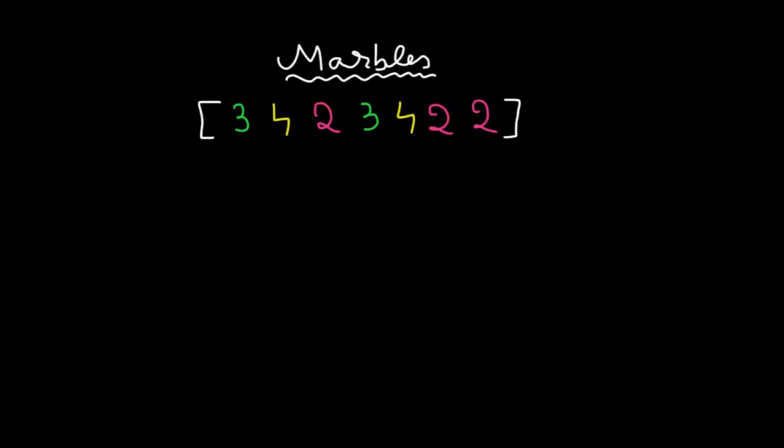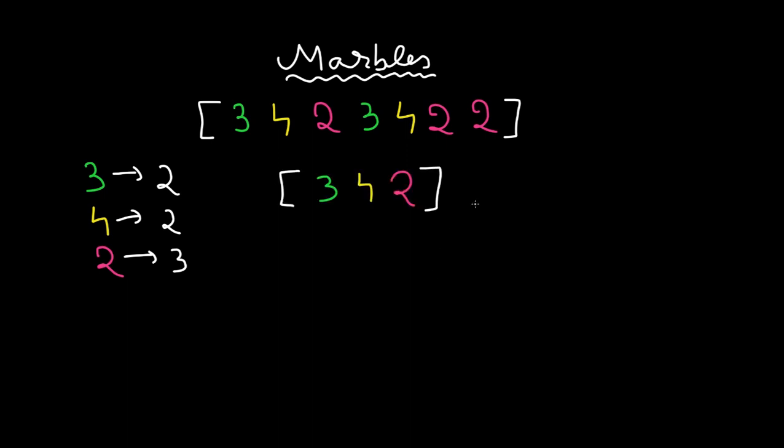Let's count how many times each color appears among these n marbles. We are doing this because each possible solution is in fact a permutation of these colors. For example, this permutation corresponds to the following solution. We take the first color, which is 3, and we see that it appears 2 times. So we push color 3 2 times.